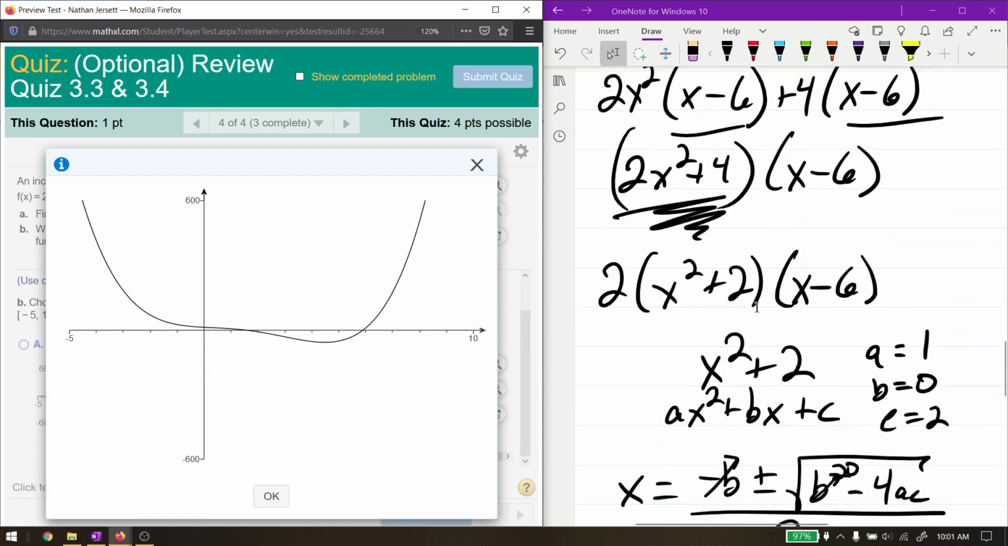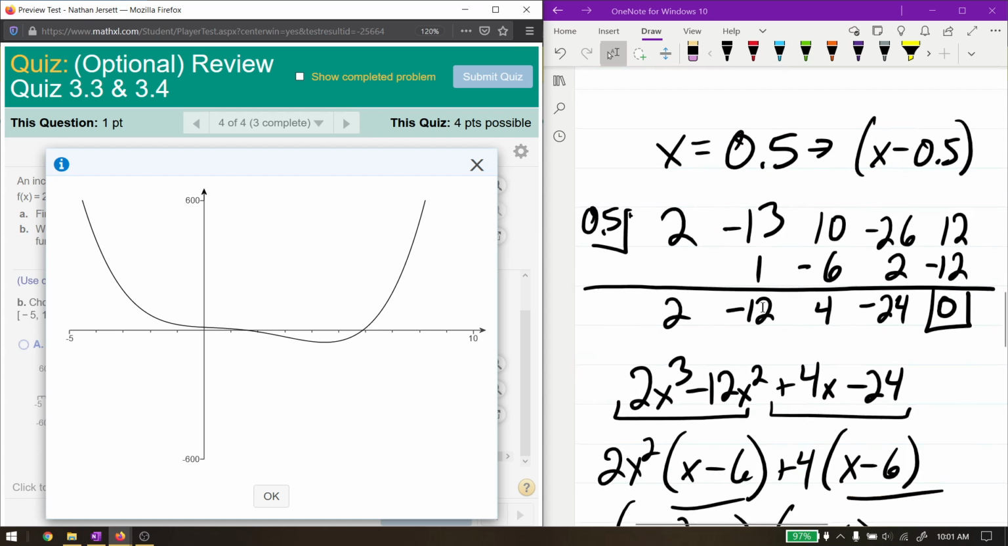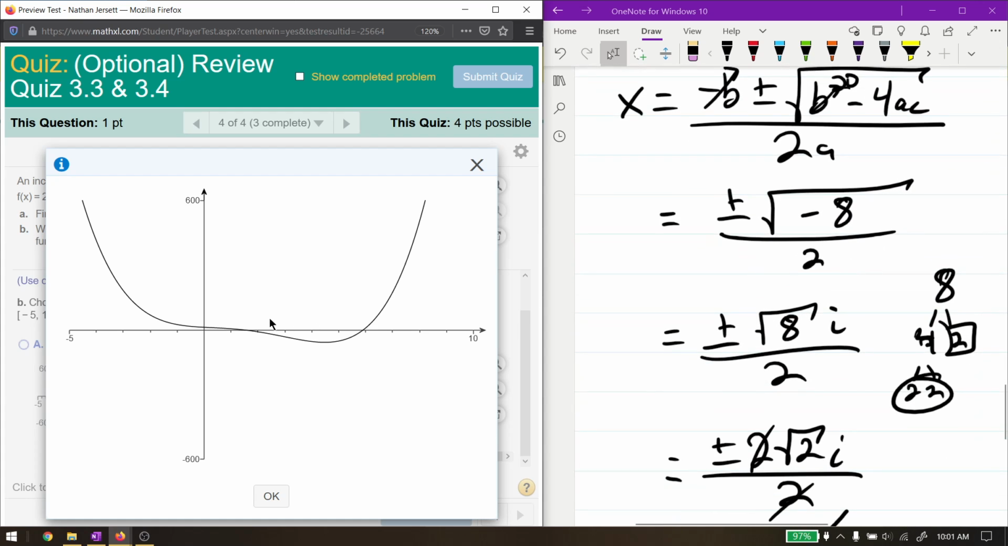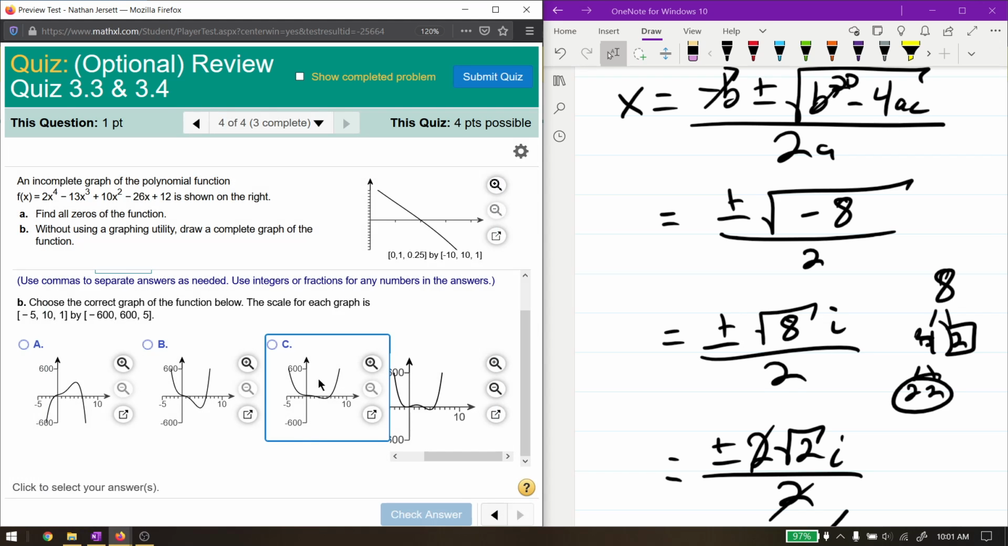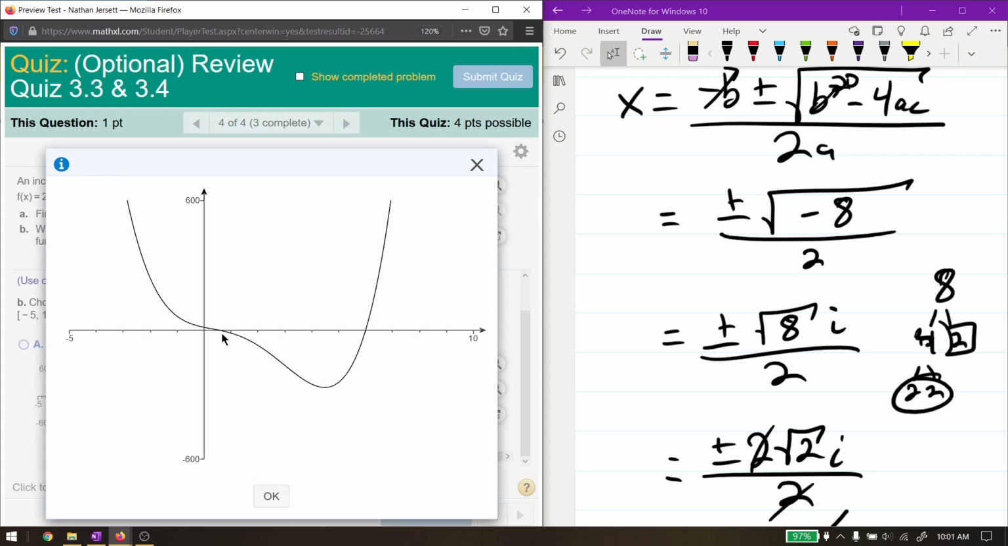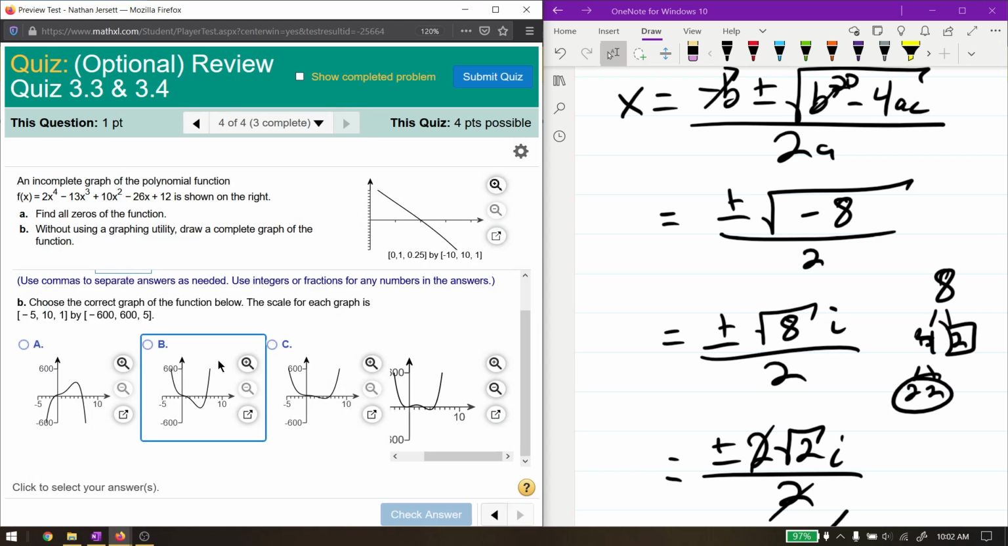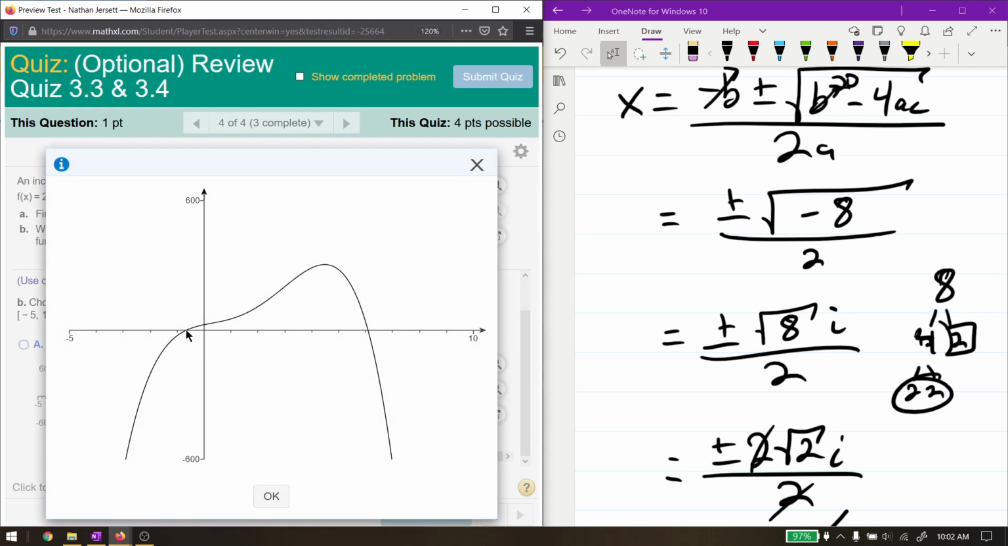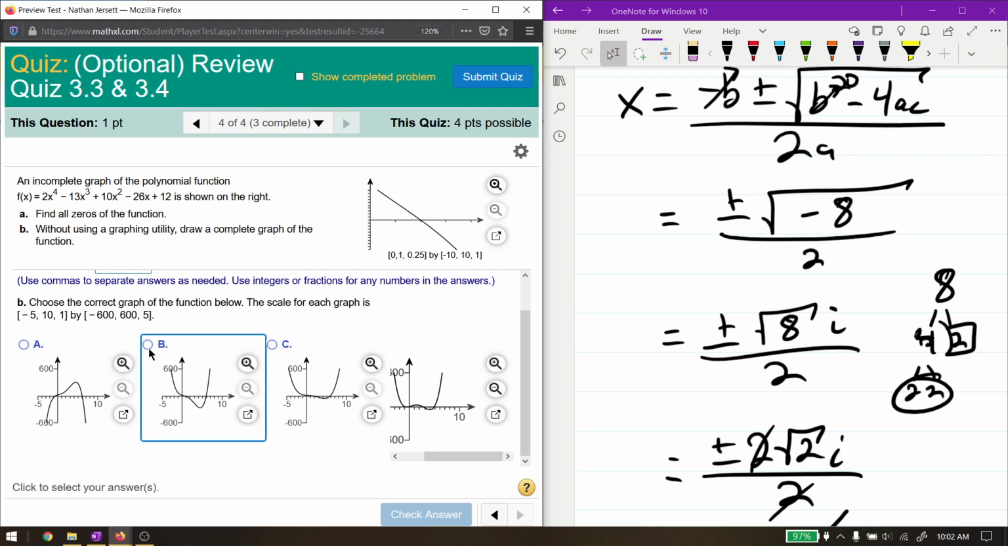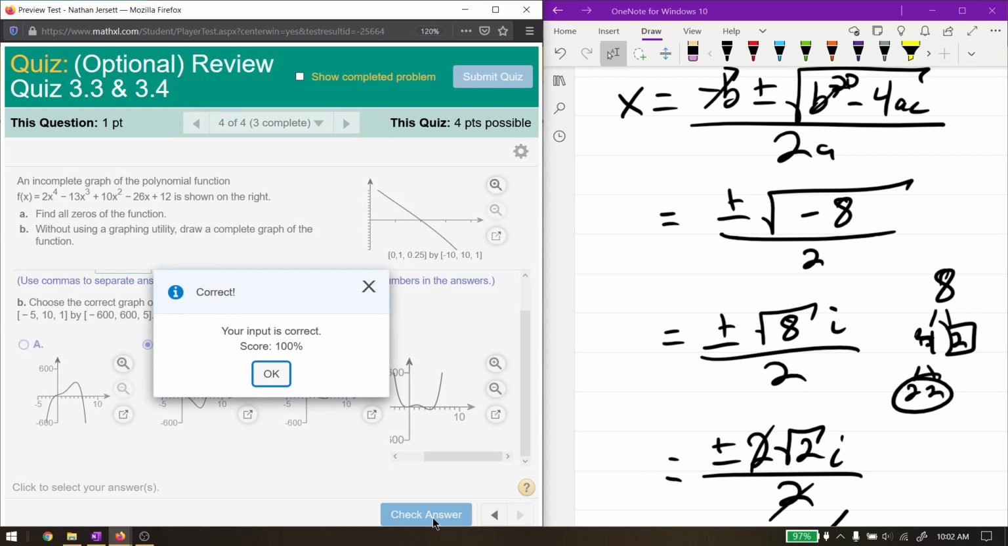And we had, what was it? 0.5 and, yeah, 0.5 and 6. So this looks like it's going to be 1, 2, 3, 4, 5, 6. These are not 0.5 and 6, so this one's not it either. Let's look at B. That looks like 0.5. 1, 2, 3, 4, 5, 6. So it could be B, I think. This one's at negative 0.5 and something a little bit more than 6. So B is our answer. And that's correct.